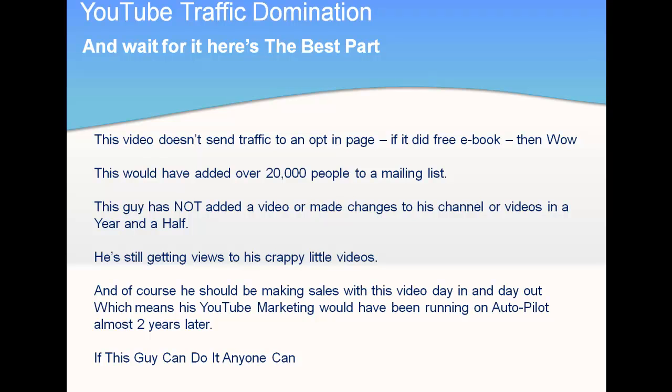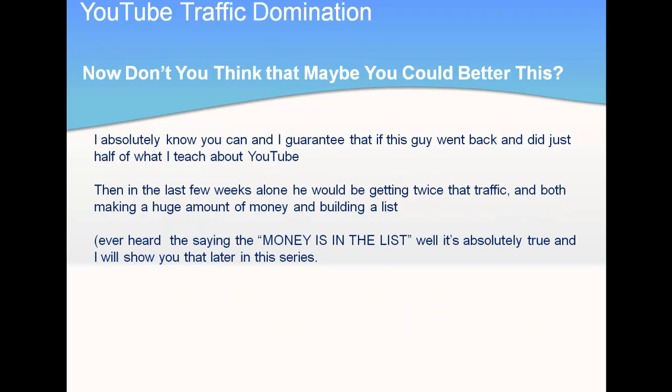This guy has not added a video or made changes to his channel or videos in a year and a half. He's still getting views to his crappy little videos. And of course, he should be making sales with this video day in and day out, which means his YouTube marketing would have been running on autopilot for almost 2 years. If this guy can do it, don't you think that maybe you could have done this a bit better? I absolutely know you can, and I guarantee that if this guy went back and did just half of what I teach you about YouTube, then in the last few weeks alone, he would be getting twice that traffic and both making a huge amount of money and building a list.